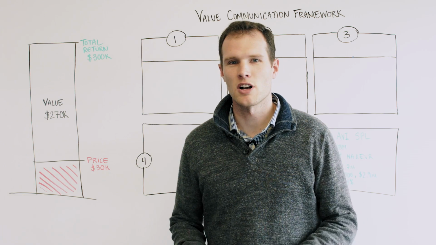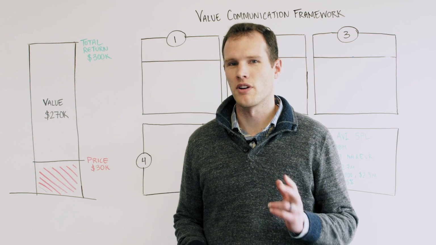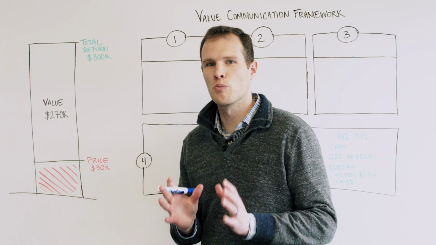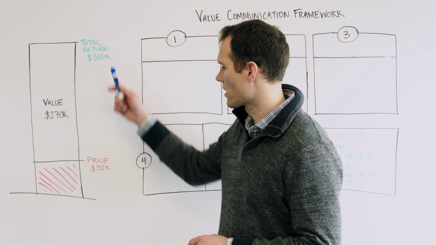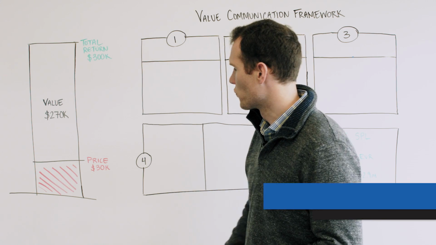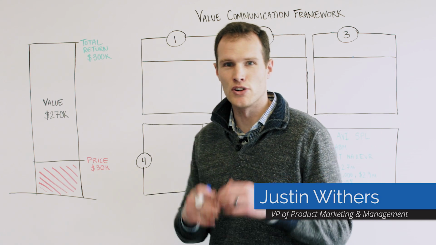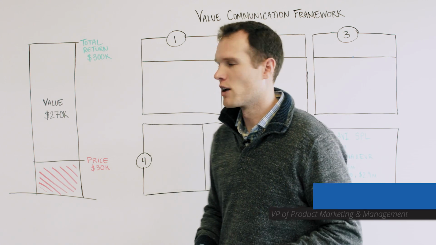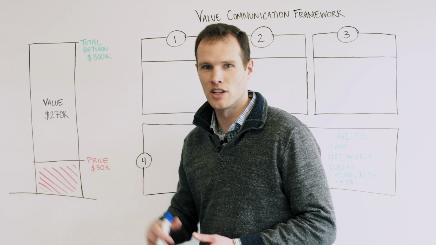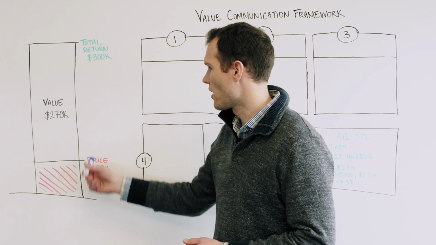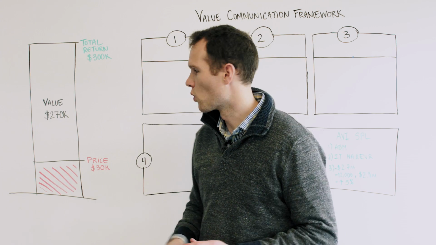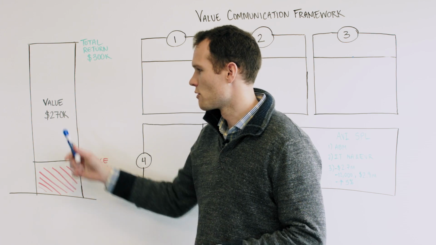For starters, let's talk about what value is and what value isn't. Quite simply put, value is the financial benefit that you get in excess of the price that you pay for a solution. So if you're evaluating a solution that costs $30,000, and when you implement that solution you expect to get $300,000 in incremental revenue, the value that you receive is $300,000 minus $30,000, or $270,000.